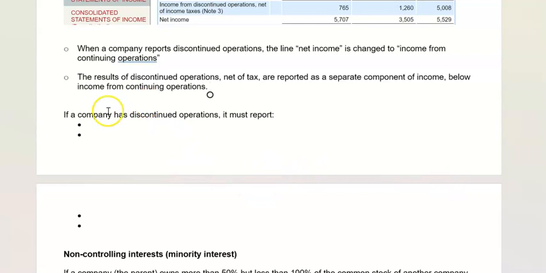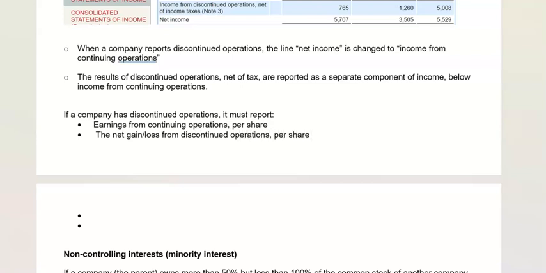If a company has discontinued operations, it must report earnings from continuing operations on a per share basis, and the net gain or loss from discontinued operations on a per share basis. That can be reported in the income statement or in the footnotes. It also needs to report the net amount, net income per share.